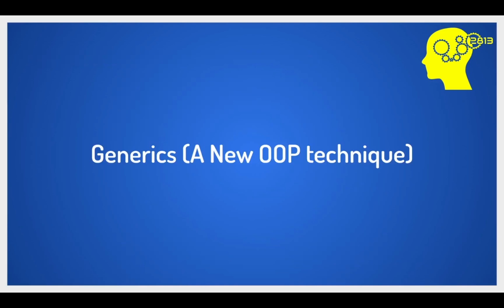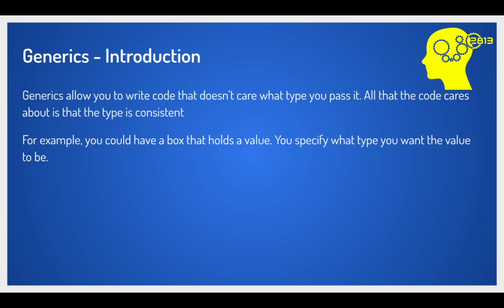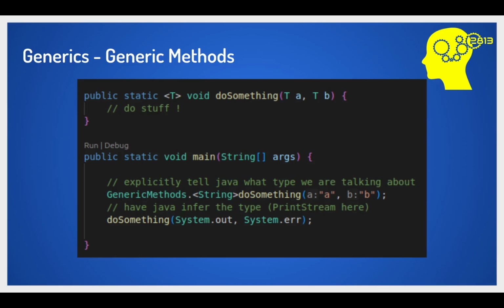Okay, next up we've got generics. Generics allow you to write code that doesn't really care what type you pass it. All that code cares about is that the type is the same. For example, you can imagine a box. You want the box to hold some kind of value. You don't care what value it is, you just care that it's consistent, and you can actually specify what type it is. So, generic methods.